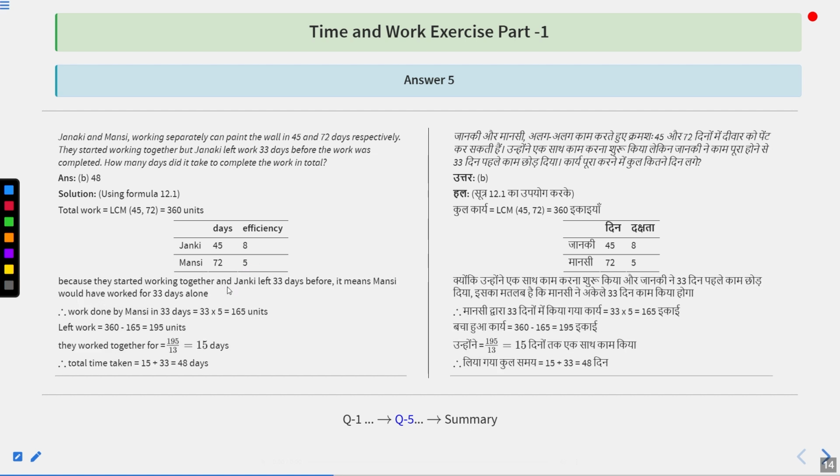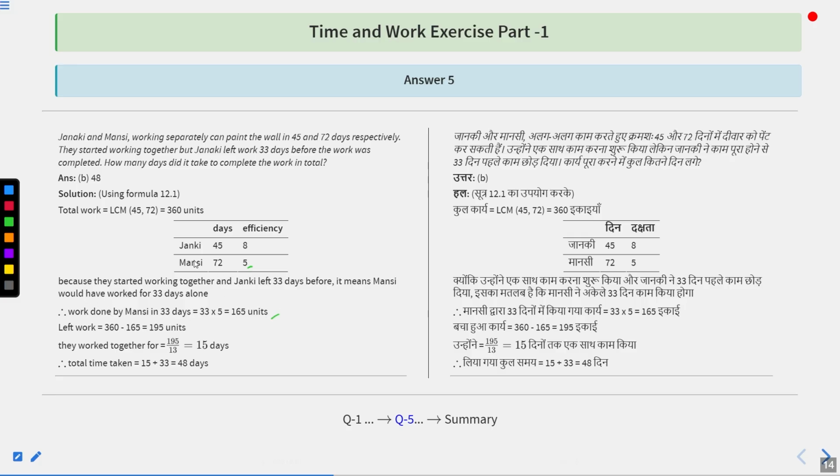Because they started working together and Janki left 33 days before, it means Mansi worked for 33 days alone. So in 33 days, how much work would Mansi complete? 33 into the efficiency of Mansi, that is 5. So 33 into 5 is 165 units, the work done by Mansi in 33 days.